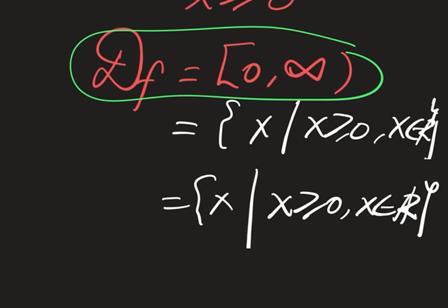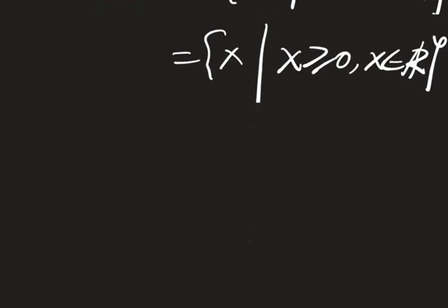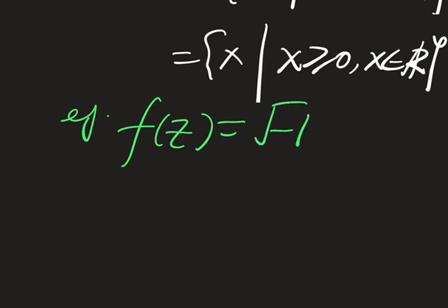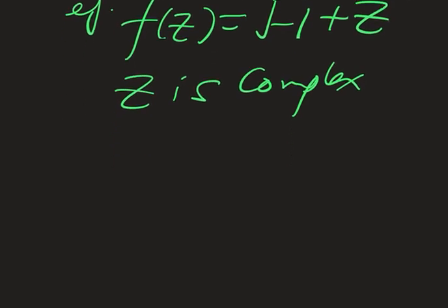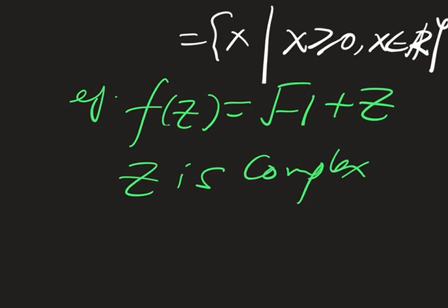Well, let's look at the third example. f(z) equals minus 1 plus z. Okay, z is a complex number. So complex numbers, we are not going to touch on this. The f(z) itself can be a complex range, imaginary range. We are not going to touch on this at the moment. Okay, so we have already finished domain.